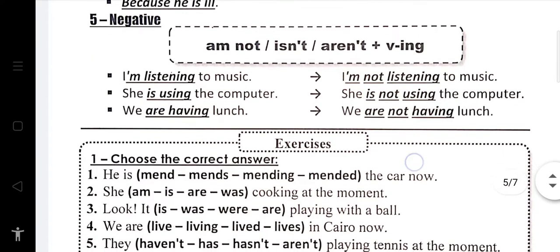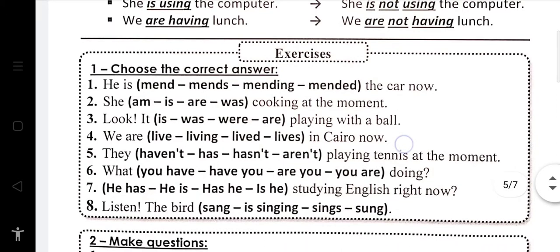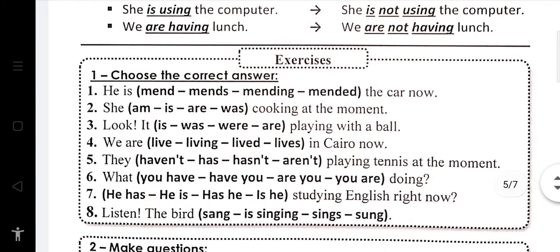Let's have some exercises for this tense. Choose the correct answer. He is mending the car now. Number 2. She is cooking at the moment. Look, it is playing with the ball. We are living in Cairo now.